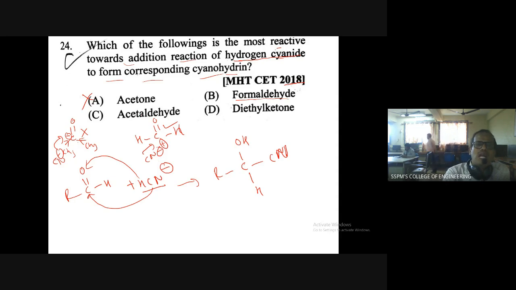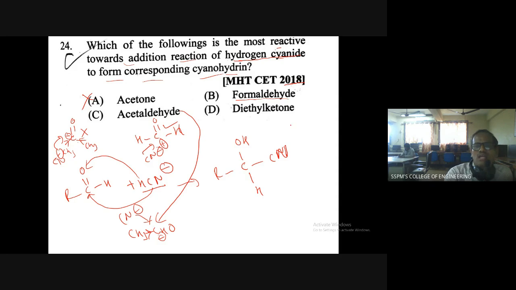Now if you look at acetaldehyde, I will write acetaldehyde down here. Acetaldehyde is this compound, CH3 attached to CHO. So here, to the carbonyl carbon, there is one methyl group attached. This methyl group will donate electrons and it will destabilize the positive charge. It will push electrons towards this carbon, so the negative charge is increased. So it will resist the entry of the cyanide group.